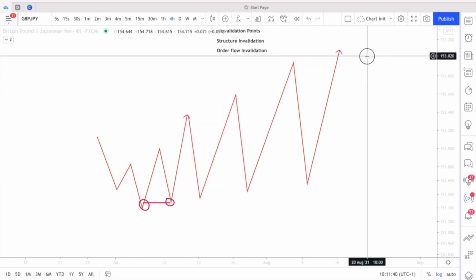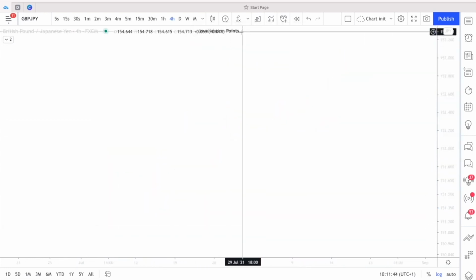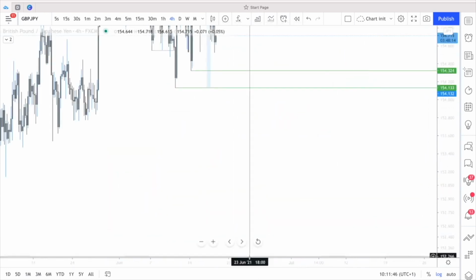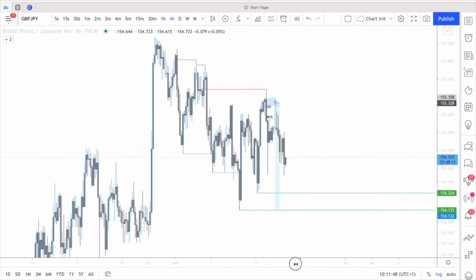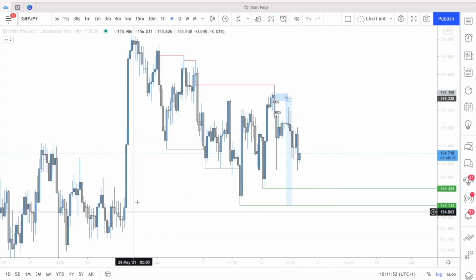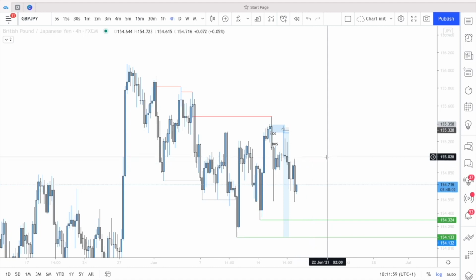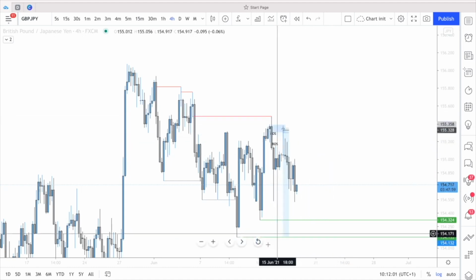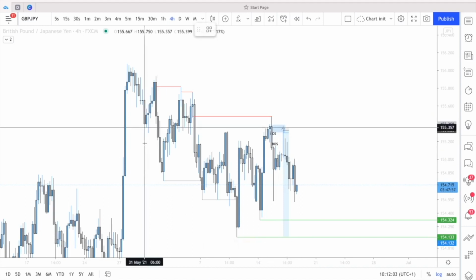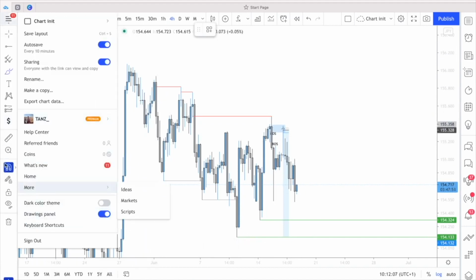So let me get rid of this and we can look at a chart together. So I've got GJ at the minute. There we go. I'm not going to talk about the structure point at this point. I'm just going to talk about what's actually going on here and where safely we can understand to put our stop losses and where the last invalidation points occurred.